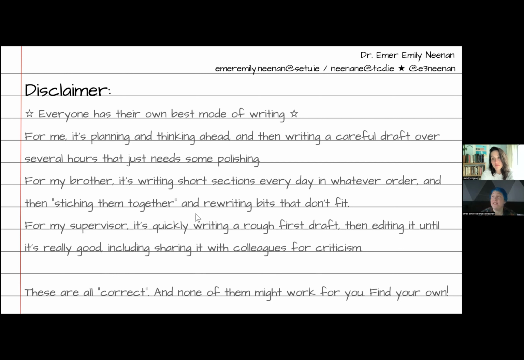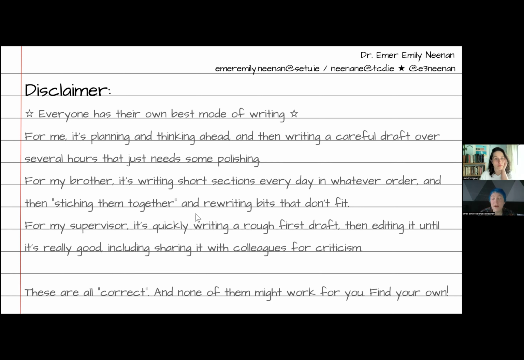My PhD supervisor did exactly that thing of you write a really terrible first draft and then you edit it and edit it and edit it. And he was really good at sharing it. He would share his stuff. He was very upfront about, you know, this is not finished, don't judge me, but can you take a look at this and make sure that it makes some kind of sense.